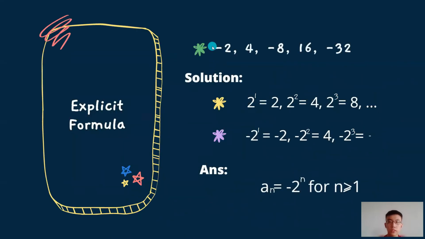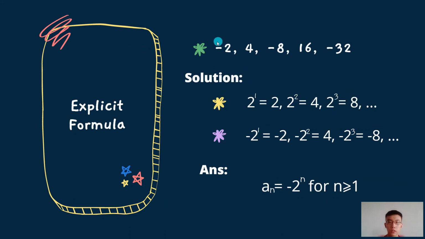So this question is -2, 4, -8, 16 and -32. First of all, we need to know the relation between the numbers. We can see that 2 power of 1 equals 2, 2 power of 2 equals 4, 2 power of 3 equals 8, and so on.